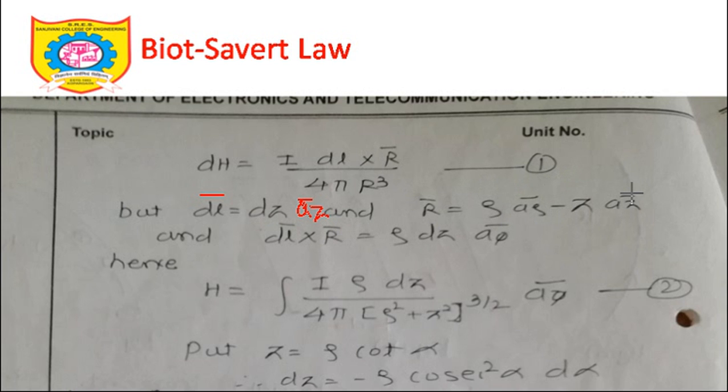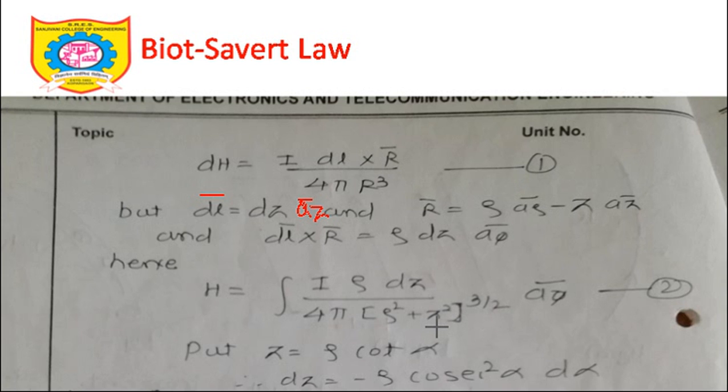By the property of the cross product, we know az cross a rho will be a phi bar, and I will get rho dz a phi bar, whereas dz az bar into z az bar, so az bar cross az bar will be equal to 0. And finally we got dL bar cross R bar as rho dz a phi bar, and we put these values: I rho dz upon 4 pi, rho square plus z square raised to 3 by 2, a phi bar.